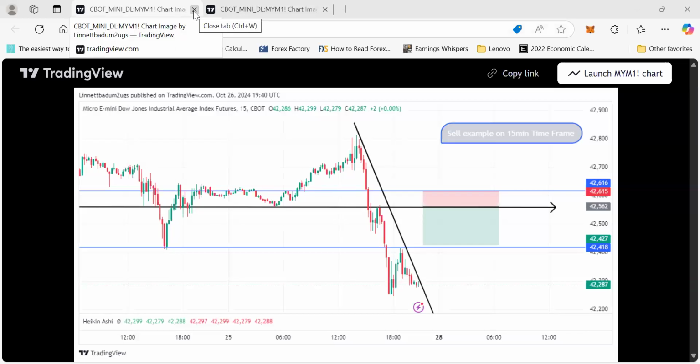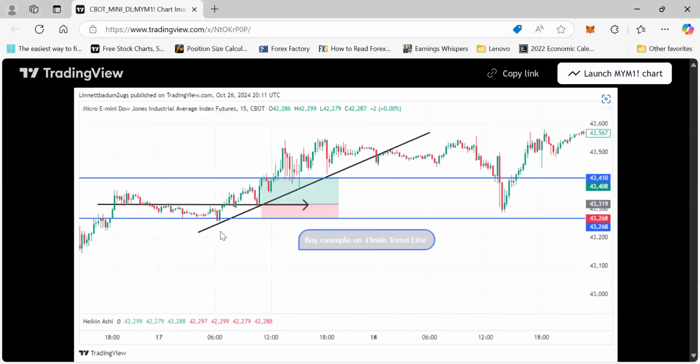All right, no problem. And then this is yours as well. This is also the 15-minute. This wasn't too bad. The risk to reward probably wasn't that great. It was probably like a 1-to-1. Maybe stretching it out a little bit more would have been nice.